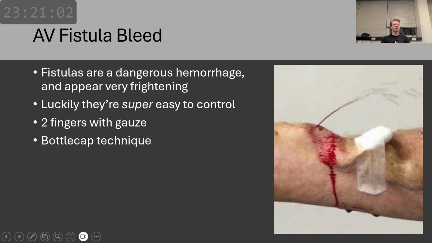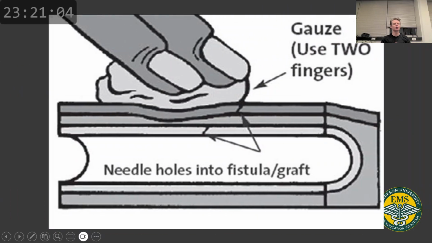So I'll go to this next slide here for the first technique for how to control a bleeding AV fistula. And this is just take a small piece of gauze, like a 4x4 that you folded into 4 pieces. So you have a nice thick 4x4, 2 fingers, and just apply pressure directly over the hole. These little lines right here are supposed to be the holes from the needle having gone into the AV fistula. Just that pressure, and you should be fine.